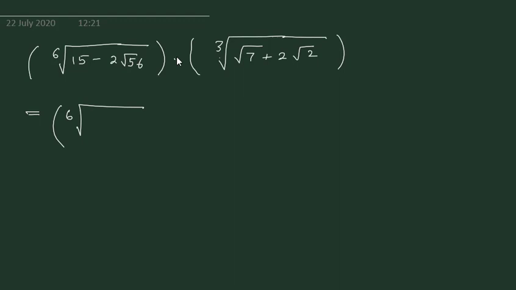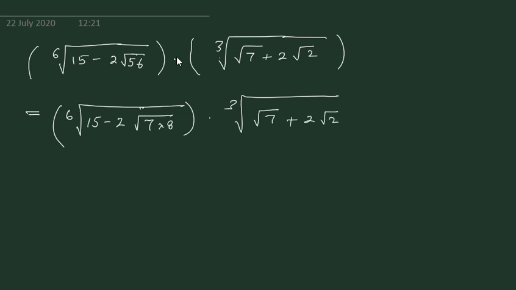This is 6th root of 15 minus 2 root 56. Now this 56 can be written as 7 into 8, so I can write this as 7 into 8, into 3rd root of root 7 plus 2 root 2. Okay, now in this first bracket, as here we have root 7, this 8 can be written as 2 into root 2.